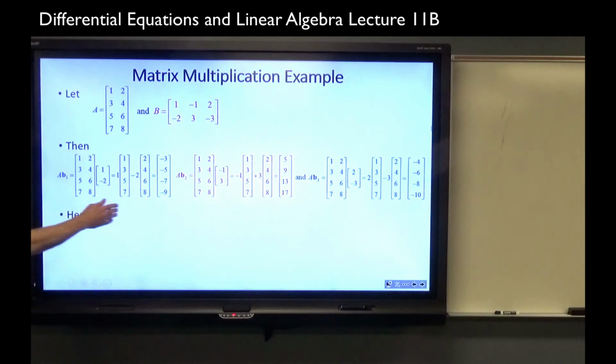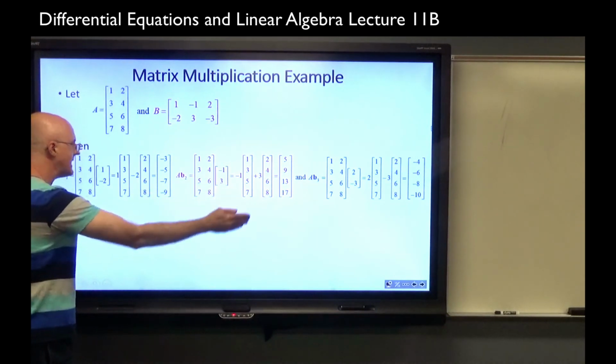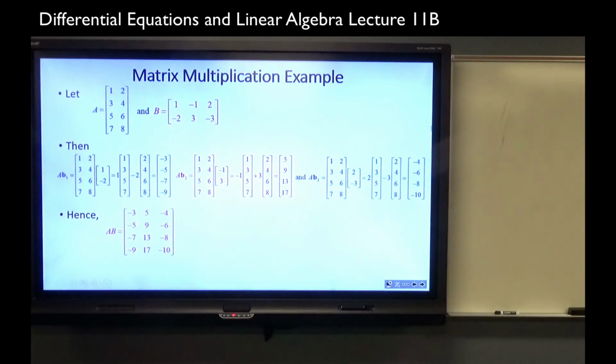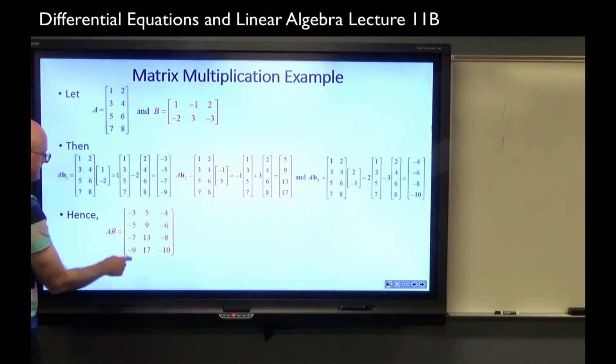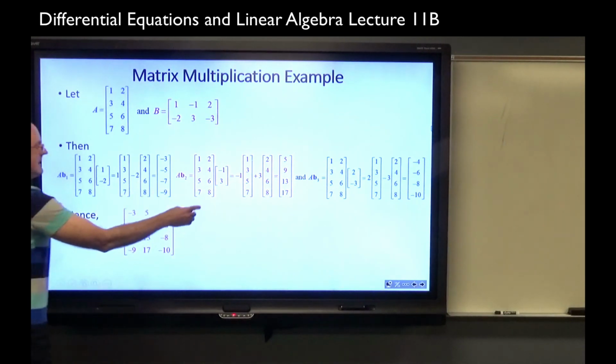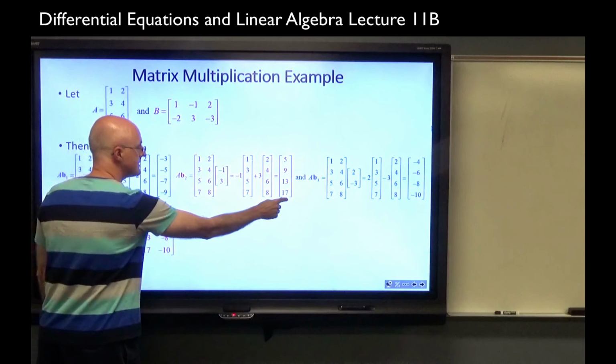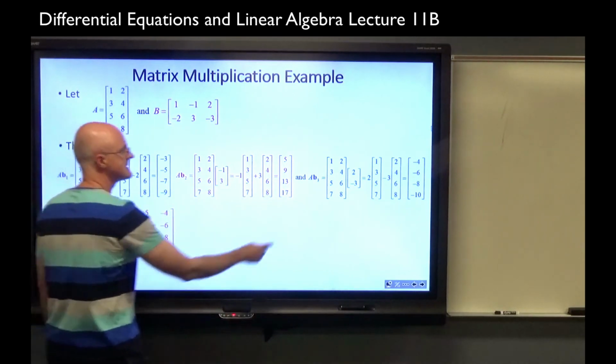Hence, put all these final vectors in a matrix. A times B is this 4 by 3 matrix. This first column is this vector. The second column is this next vector. And the third column is this next vector.